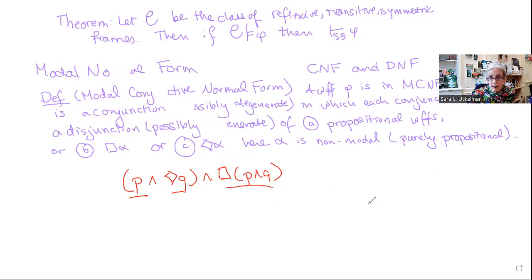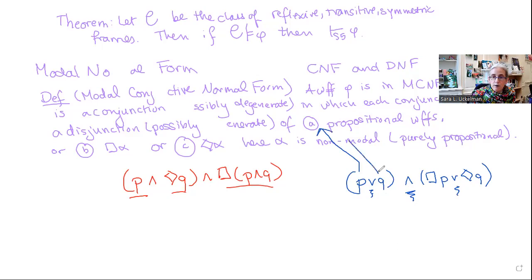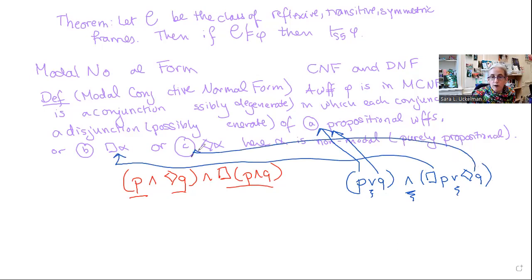Let's get something that actually involves non-degenerate disjunctions and conjunctions. So something like P or Q and necessarily P or possibly Q. This is something that is in modal conjunctive normal form because we have a conjunction of disjunctions of which each disjunct, this is purely propositional, this is of the form box alpha, where alpha has no other modal operator, and this is of the form diamond alpha, where alpha also has no other modal operator.